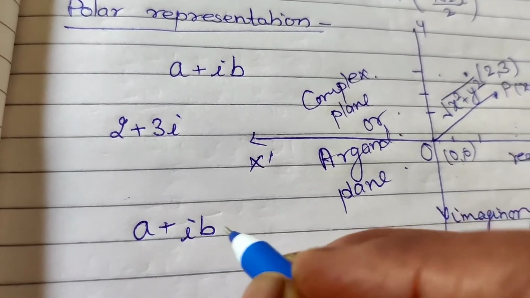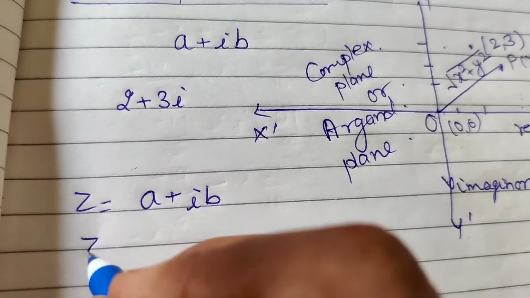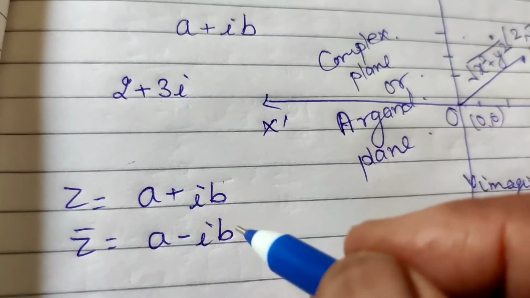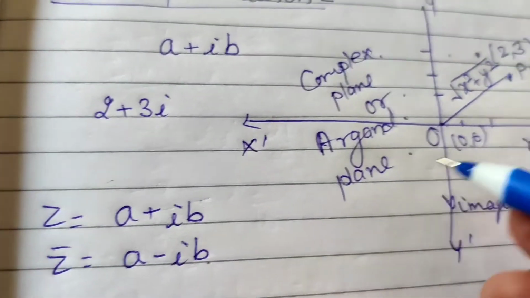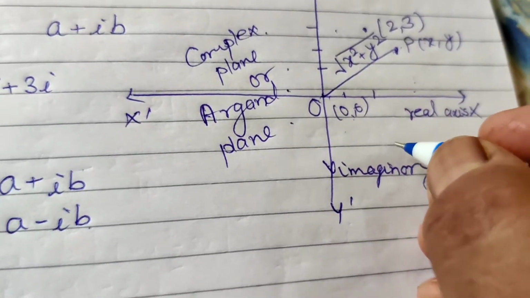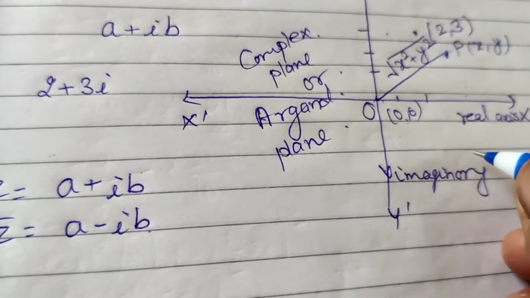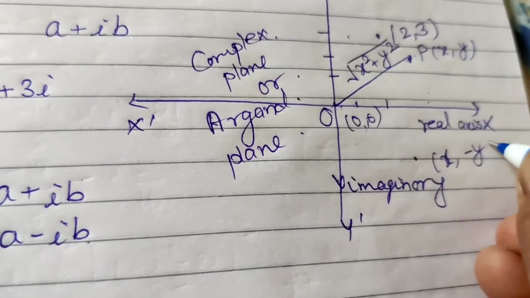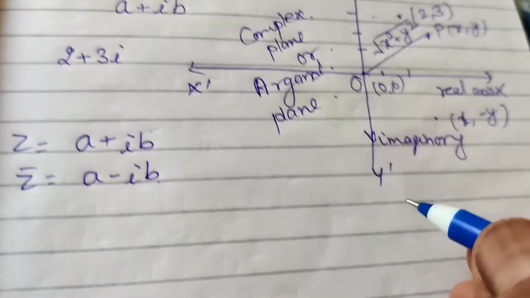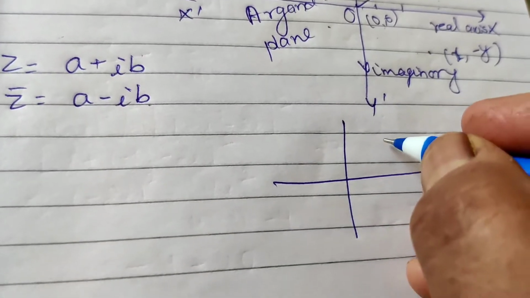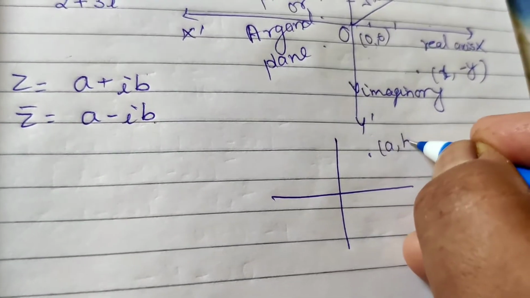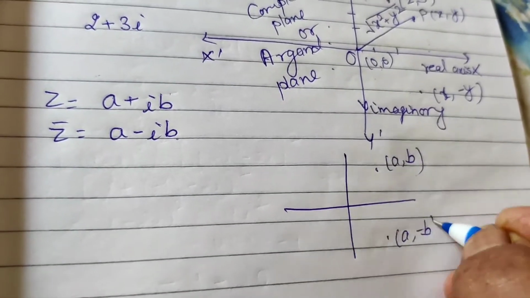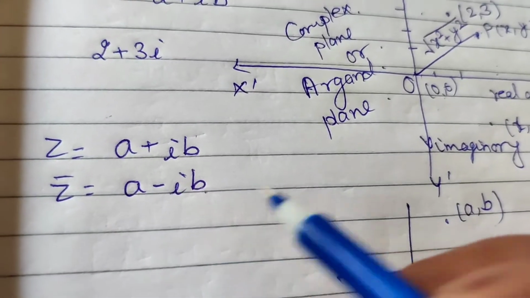Okay, if a point is x plus iy, or a plus ib, the conjugate of a plus ib is a minus ib. It means it is just a mirror image. Suppose a point x, y is here and its conjugate is here, x, minus y. The point a, b has conjugate a, minus b, just the mirror image.